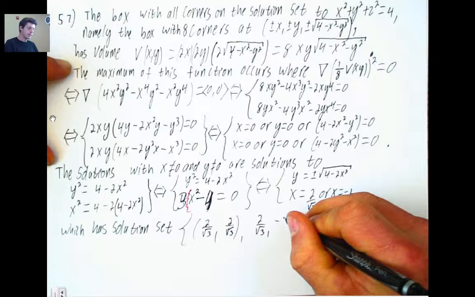So it is a cube. Oh, that makes sense. The box of largest volume that you could construct with all of its corners on a sphere is a cube. I think that makes a lot of sense. I believe it.